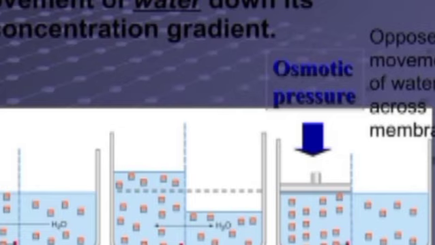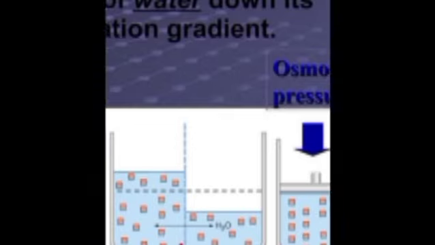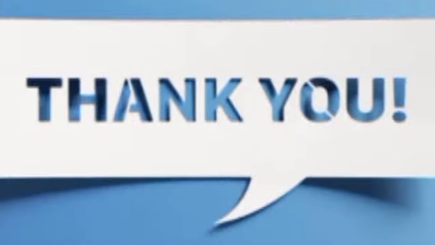Next is a diagram showing the osmosis process. Osmosis is the movement of water down its concentration gradient, opposing movement of solute across the membrane. Water moves freely in the body until osmotic equilibrium is reached. Equilibrium is the process in which both sides have equal water and molecules, and the osmotic pressure is equal.